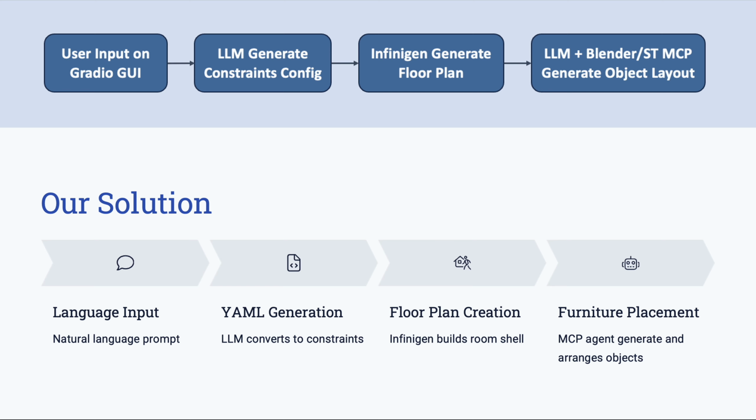Our pipeline fully automates the entire process in 4 stages. The user simply types a natural language prompt into a Gradio interface. A large language model then converts that prompt into a structured YAML constraint file. Infinigen reads the YAML and generates a basic floor plan in Blender format. Finally, an intelligent agent running inside Blender places furniture throughout the scene. The whole process can be summarized as prompt in, furnished room out.